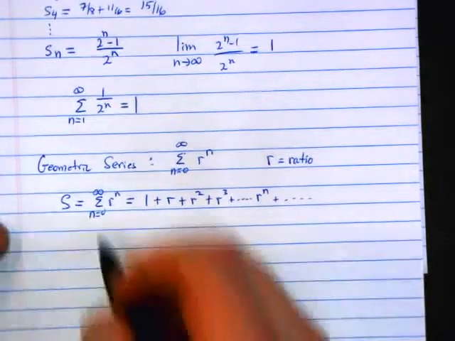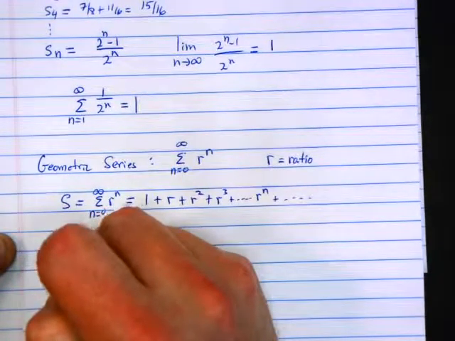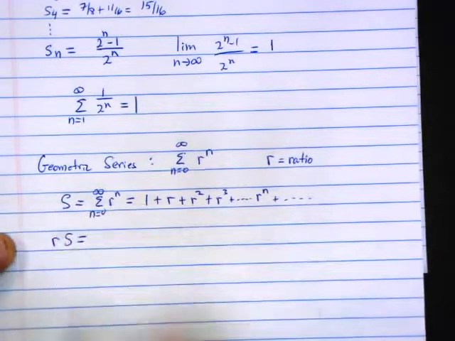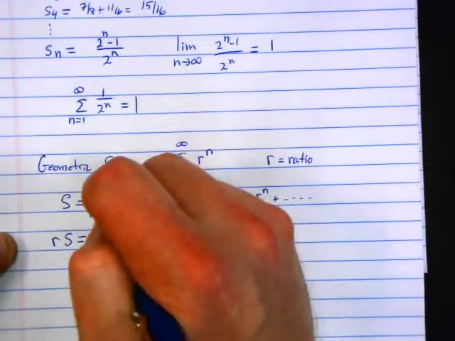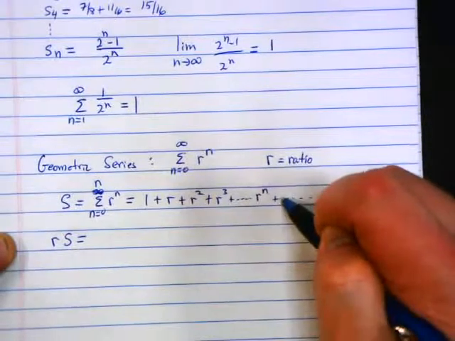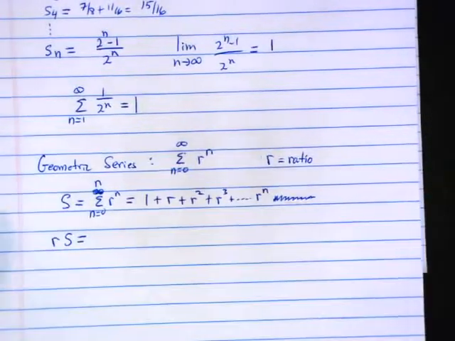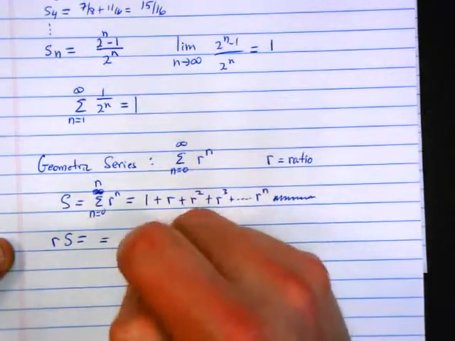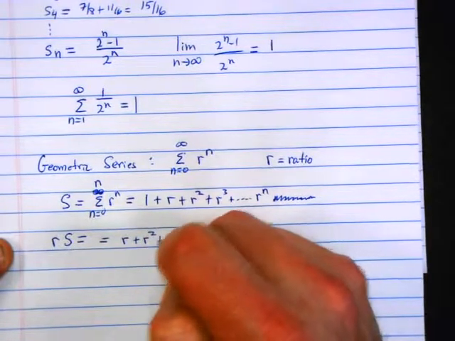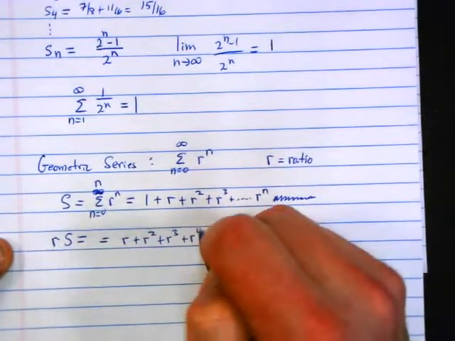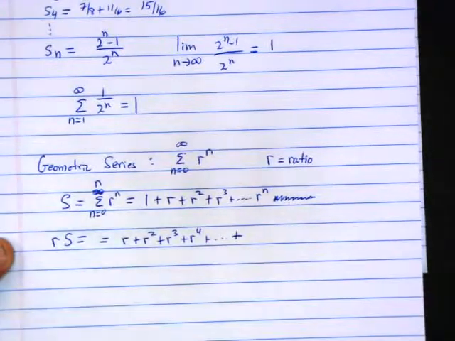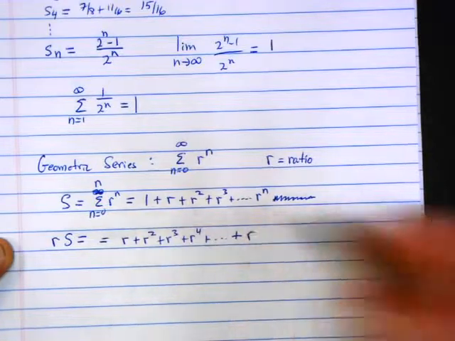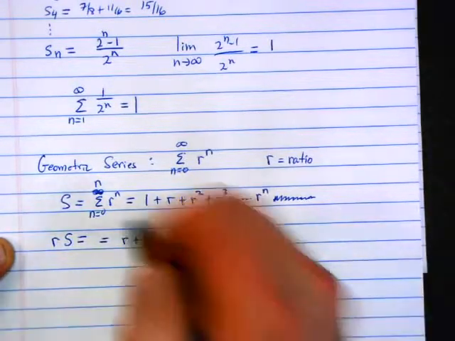And then I'm going to take this series. Actually, I don't want to go all the way to infinity. I just want the partial sum. I'm going to stop at n. I'm going to multiply that partial sum by r. So when I multiply by r, I'm going to have r plus r squared plus r cubed plus r to the 4th. Where does it end? R to the, what's the last power? N plus 1.